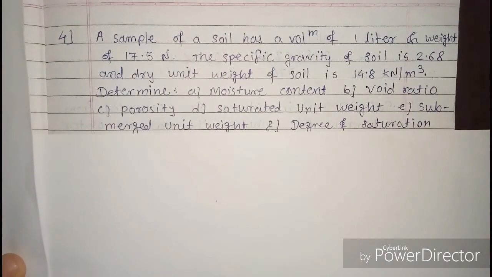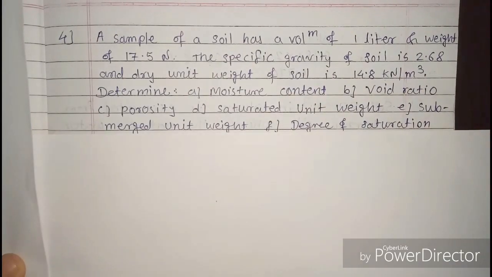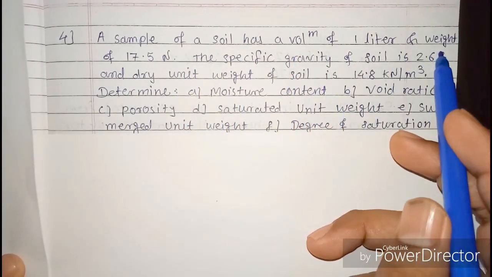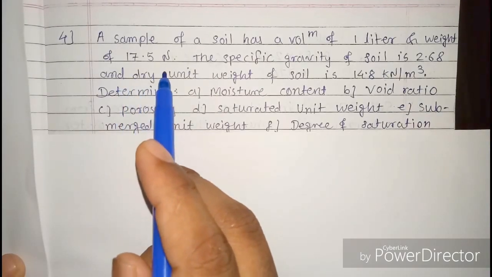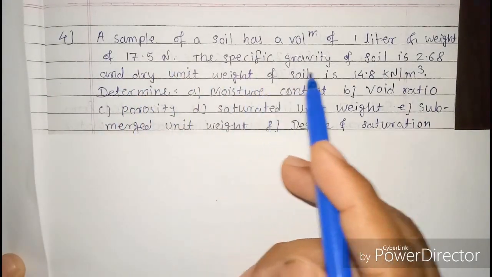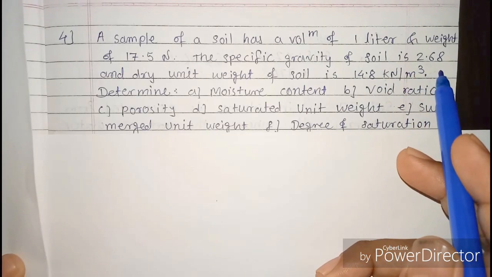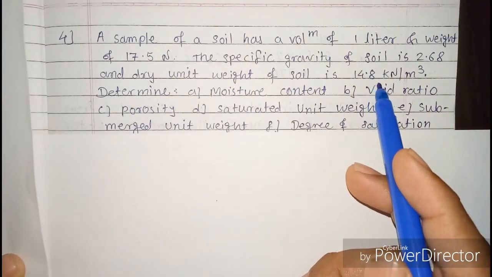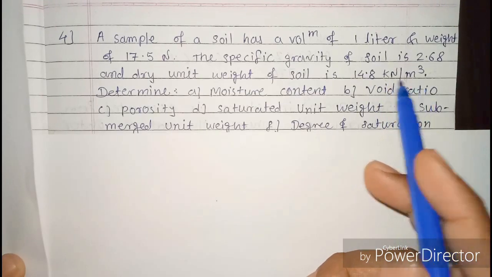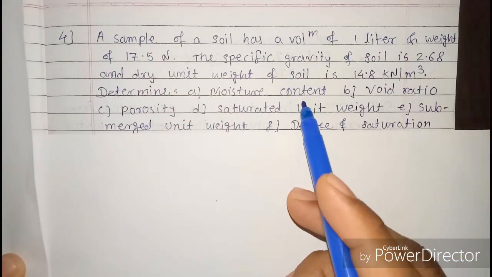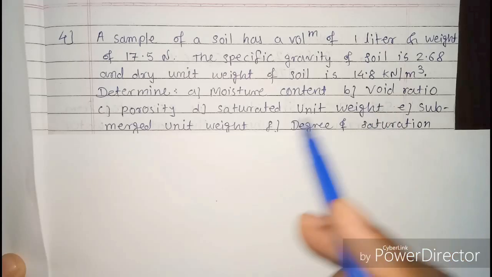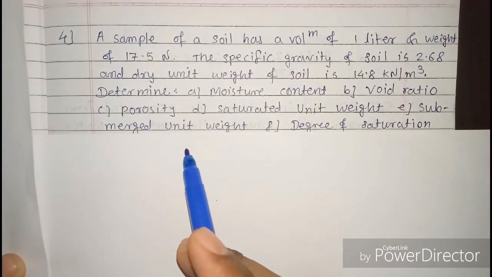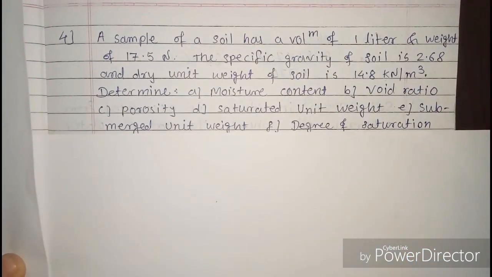A sample of soil has a volume of 1 liter and weight of 17.5 Newton. The specific gravity of soil is 2.68 and dry unit weight of soil is 14.8 kilonewton per meter cube. Determine moisture content, void ratio, porosity, saturated unit weight, submerged unit weight and degree of saturation.